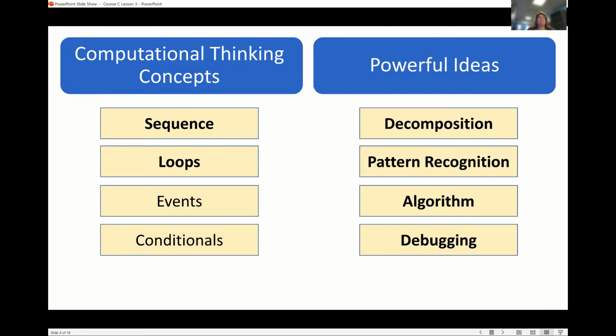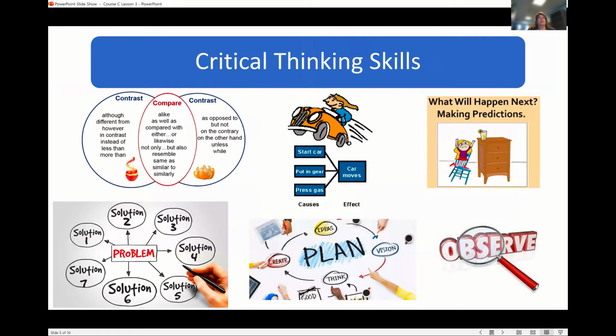Powerful ideas are skills within a domain that change how we think or perceive the world and problem solve. The powerful ideas that operationalize computational thinking are also the computational practices that programmers develop when they engage with the computational concepts. We will focus on decomposition, pattern recognition, algorithm, and debugging as shown in bold. Students will use additional critical thinking skills such as compare and contrast, cause and effect, predict, problem solving, plan, and observe.